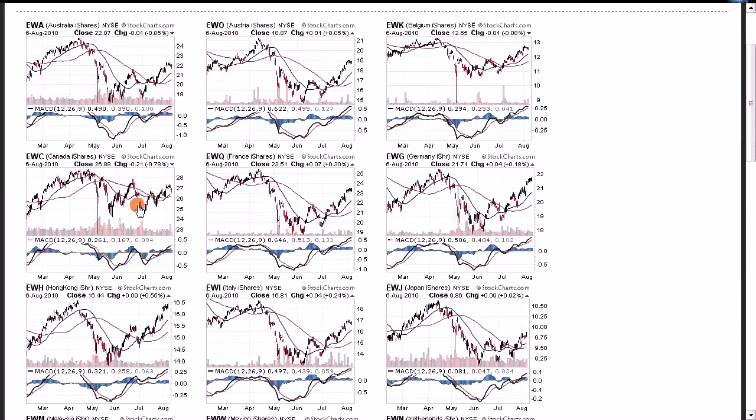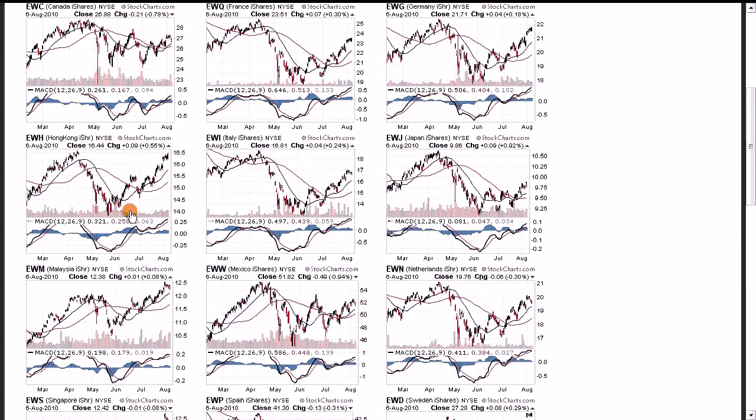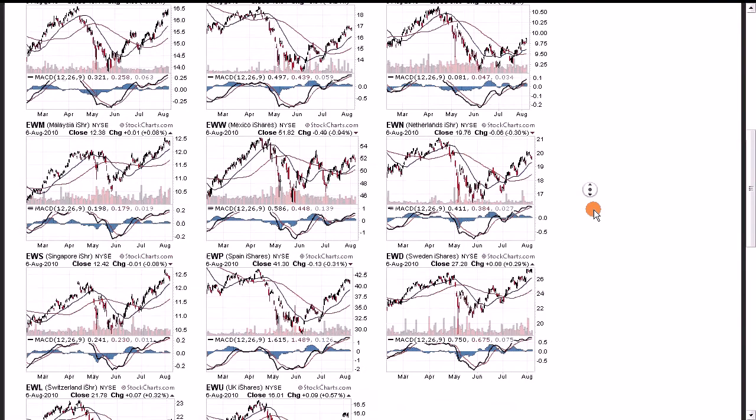As you can see here, Canada didn't do so poorly. France, nice little triple bottom, and started bottoming out right around May. Germany right around the same time as us. Hong Kong slightly before we did. Italy right before we did. Well, then again, I mean, Italy right after us, actually. Japan, same time as us.